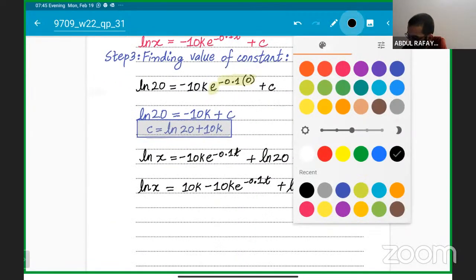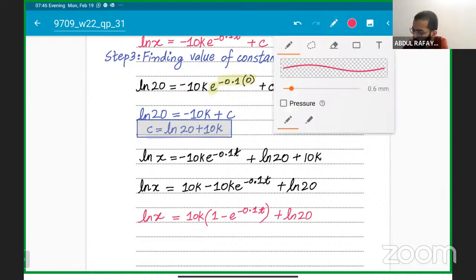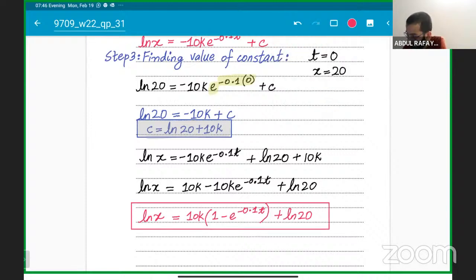You can simplify a bit by taking 10k common. It will be 10k times 1 minus e power negative 0.1 times t, plus ln 20, which remains as it is, equals ln x. And this will be our final answer, to get the full 5 marks.